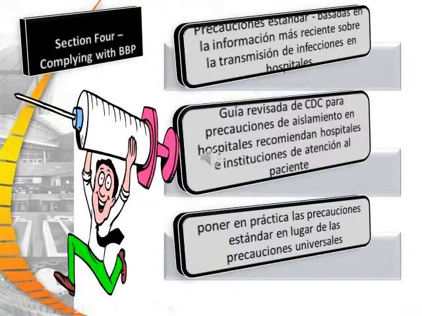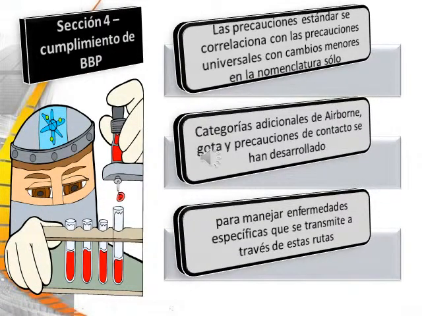Standard precautions are defined as based on the latest information on transmission of infections in hospitals. The revised CDC guidelines for isolation precautions in hospitals recommend that hospitals and patient care institutions implement standard precautions in place of universal precautions. Standard precautions correlate with universal precautions, with minor revisions in a nomenclature-only situation. Additional categories such as airborne, droplet, and contact precautions have been developed to manage specific diseases transmitted via such routes.